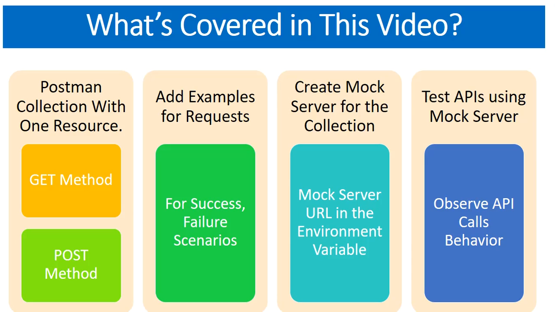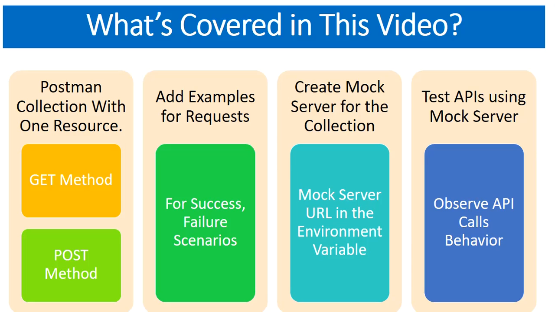For this video tutorial, we are going to create a new Postman collection with only one resource, the user resource. But for the same resource, we will have multiple methods. We will have a get method to return all of the users. We will have a get method with a query parameter to return some specific user. And we will also create and simulate a post method, where we will see how we can add new users to this mock server. For this purpose, we will add examples for the request.